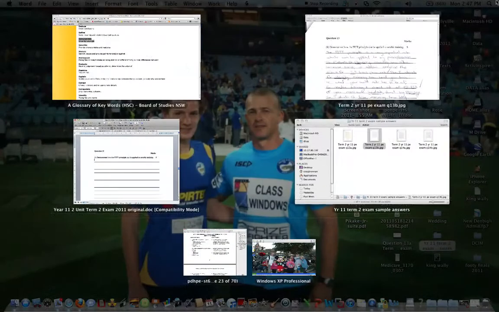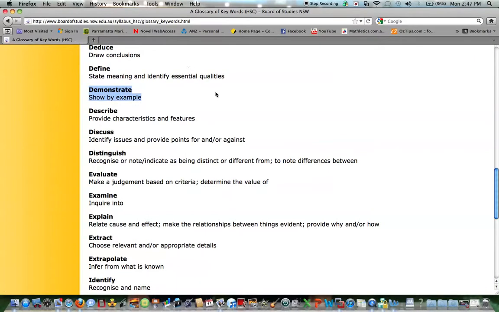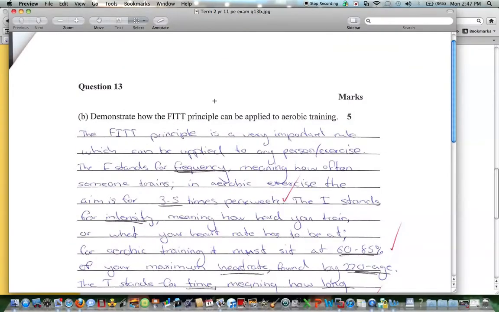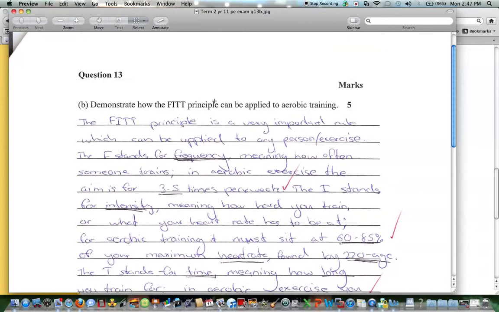If we go and look at our glossary for "demonstrate", we'll know that it's "show by example". So you must have examples in your answer, not only from our rubric, but also from the key term. It's saying in order to demonstrate, you need to put in some examples. We go and have a look at this answer, which demonstrates how the FIT principle can be applied to aerobic training.